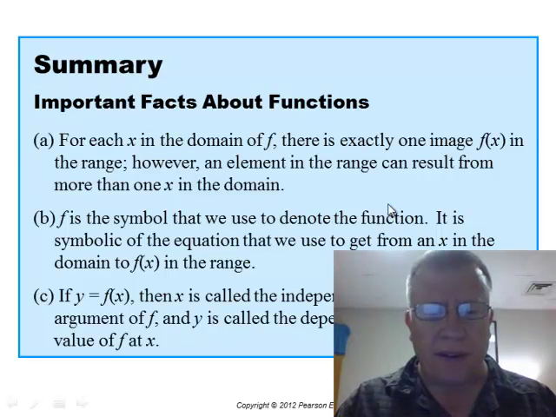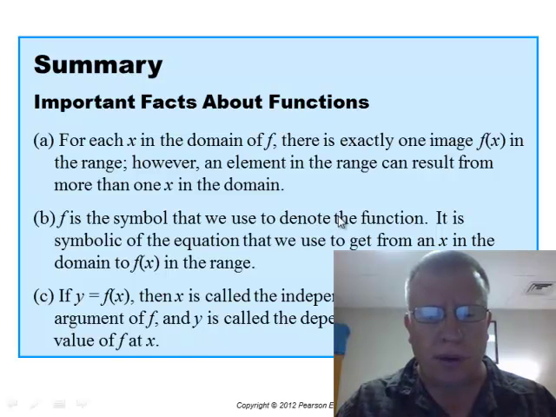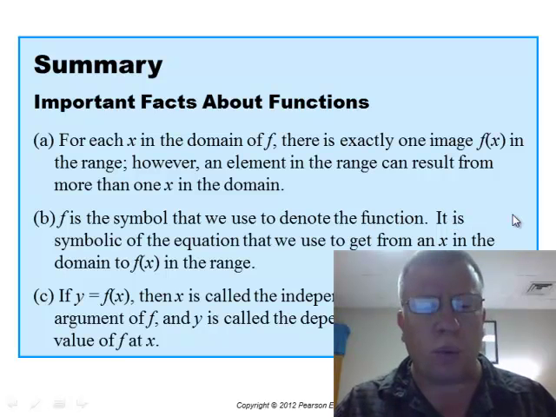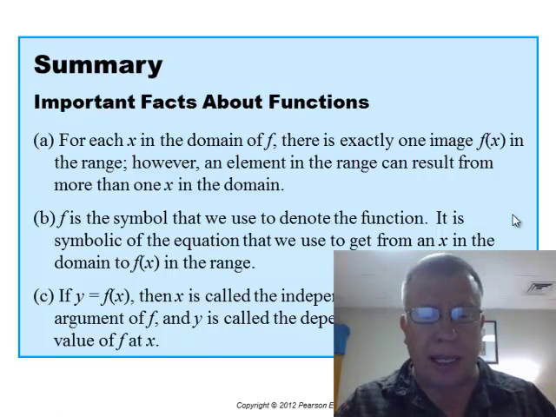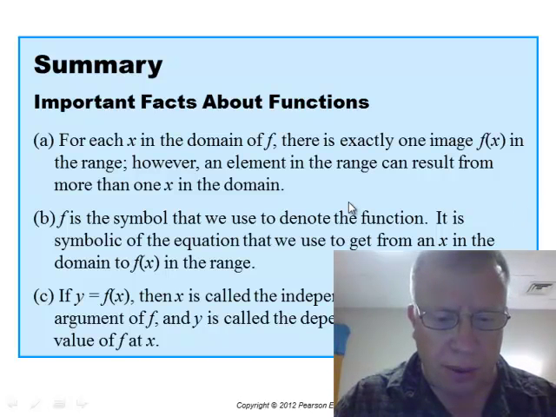Remember that we use f of x to indicate that you have some function f whose value depends on whatever x is. X is the independent variable, and when we say y equals f of x, that means y is a variable whose value is dependent on x. So y is the dependent variable.